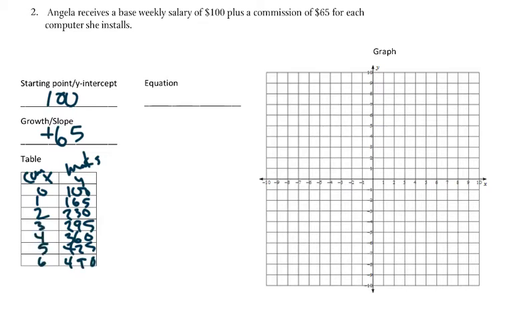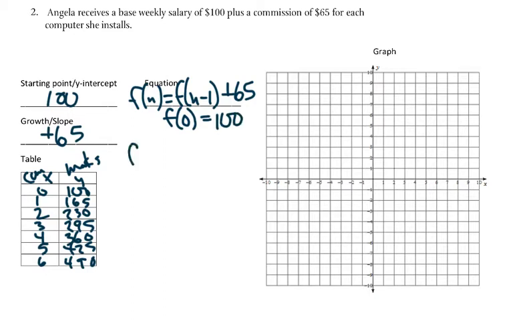So our equation, easy enough, right? Let's do f of n this time. F of n equals f of n minus 1 plus 65. F of 0 equals 100. So f of n for our explicit is 100 plus 65, it's arithmetic, so times n.